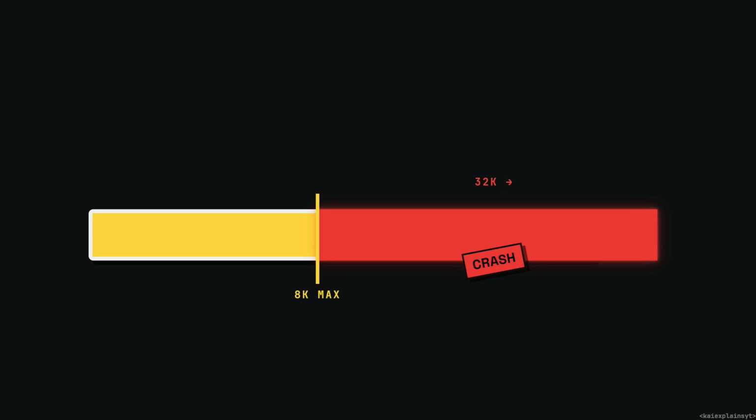The fix is setting the context length explicitly when you pull the model. Don't let Llama pick a default. I'm mentioning this because it took me several failed sessions to figure it out.